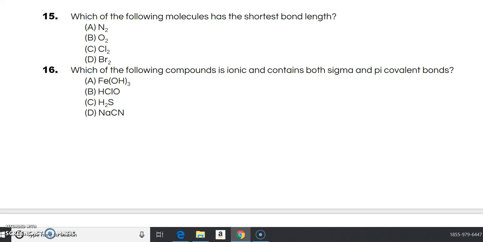16. Which of the following compounds is ionic and contains sigma and pi covalent bonds? Well, first of all, we have to look at who contains a metal. So we can eliminate B and C. Now you're down to A and D. Well, when you draw the Lewis structures, the sodium cyanide, letter D, between the carbon and the nitrogen, you're going to have a triple bond. And a triple bond has 1 sigma and 2 pi bonds.